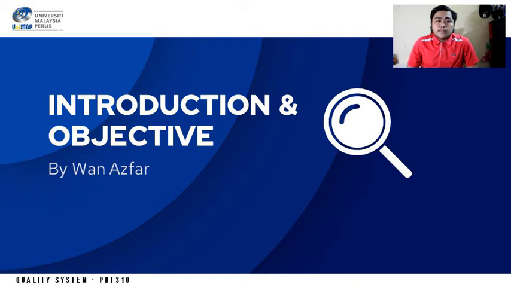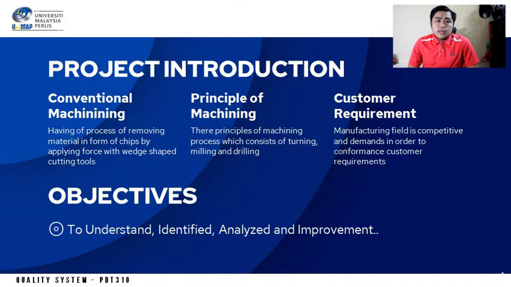Okay, I want to present about the introduction. Conventional machining is also known as traditional machining, which means the process of removing material manually, by the skill and knowledge of machinists. Conventional machining mostly removes material in the form of chips by applying force with a wedge-sharp cutting tool that is harder than the work material.